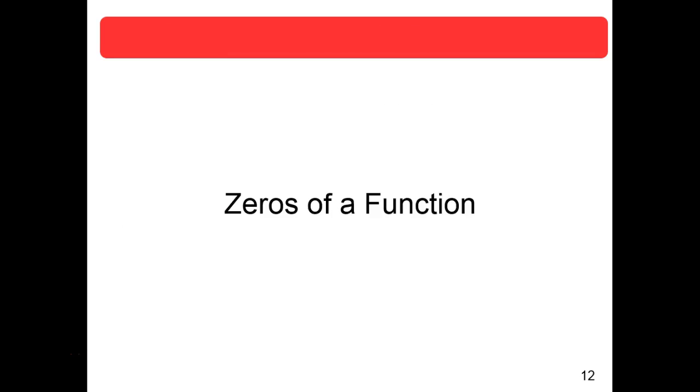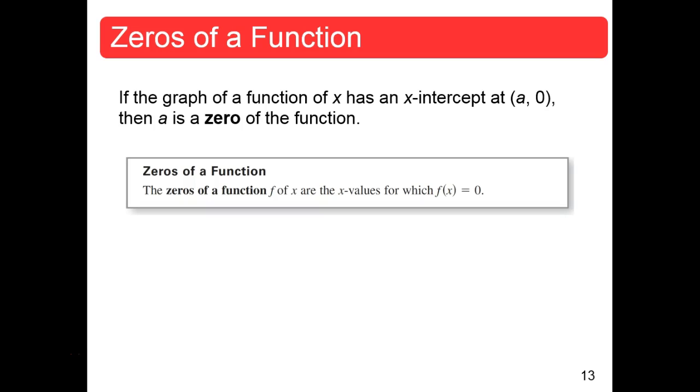All right. Now let's move to zeros of a function. And like I said, we have actually already done this, but we didn't call it by this name. If the graph of a function f has an x-intercept at a, 0, somewhere out here on the x-axis, the function crosses there. So the y value is 0. So that value a where y would be 0 is said to be a zero of the function. That's where the function equals 0. So the zeros of a function f are the values for which f of x equals 0.